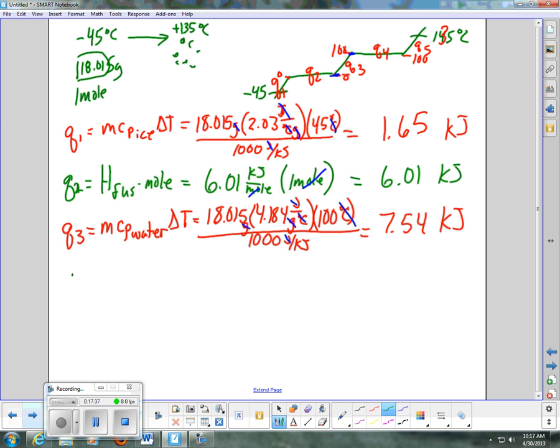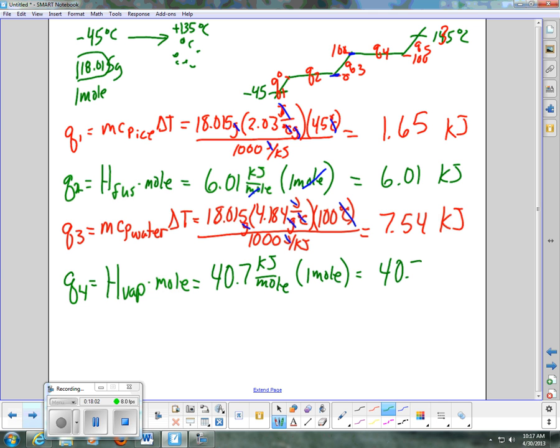Okay, next one, Q4. What's happening here? It's boiling, so H of vaporization, good, times moles. So what's H_vap? 40.7 kilojoules per mole times 1 mole gives me 40.7 kilojoules.